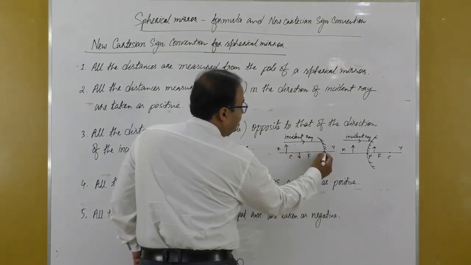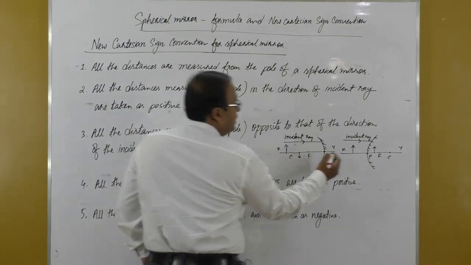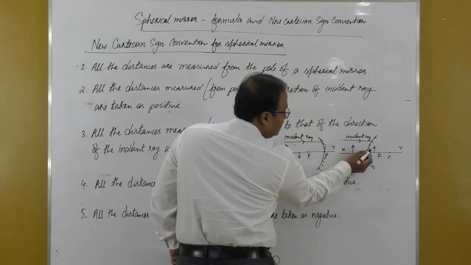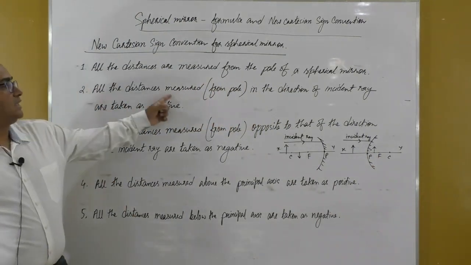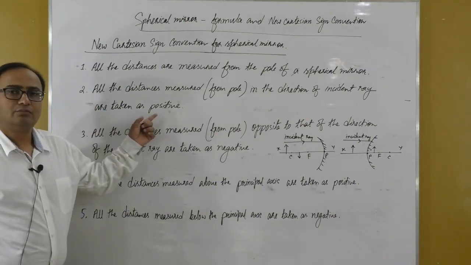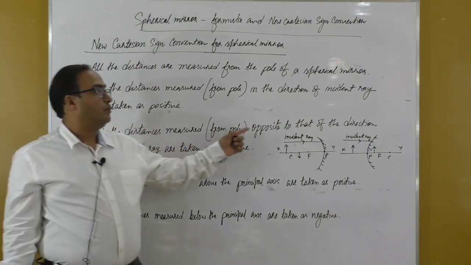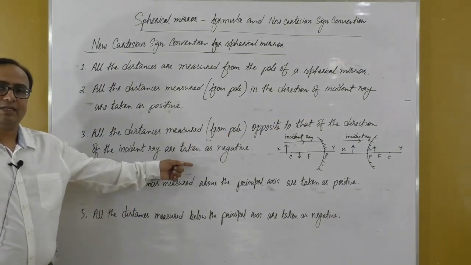So if I measure the distance of this object, I have to move in the direction opposite. If I have to measure the distance of this image, I have to move in the direction of the incident ray. So all the distances measured in the direction of the incident ray are taken as positive. Third one, all the distances measured opposite to the direction of the incident ray are taken as negative.